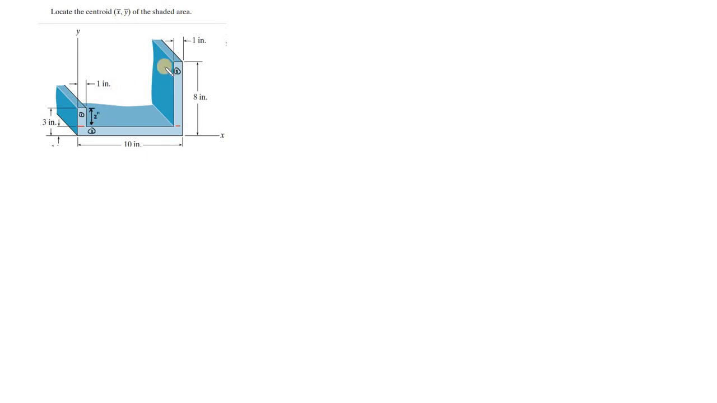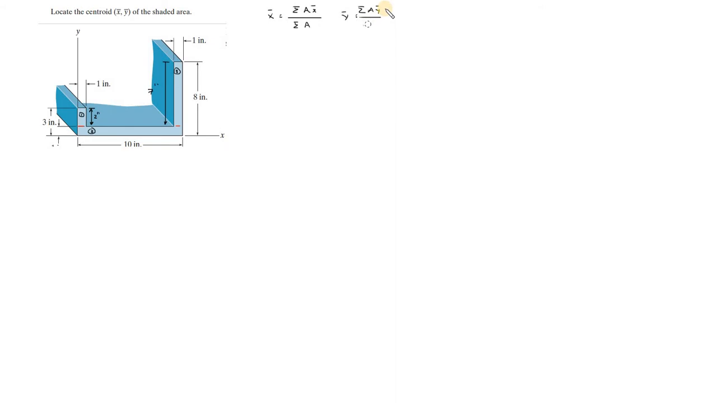This would be 2 inches and this would be 7 inches. We use our equations: x bar is equal to the summation of the area of each section times the centroid in the x direction for each, divided by the summation of the area. And the same thing for our y bar, except now we're using the centroid for the y over our summation of A.